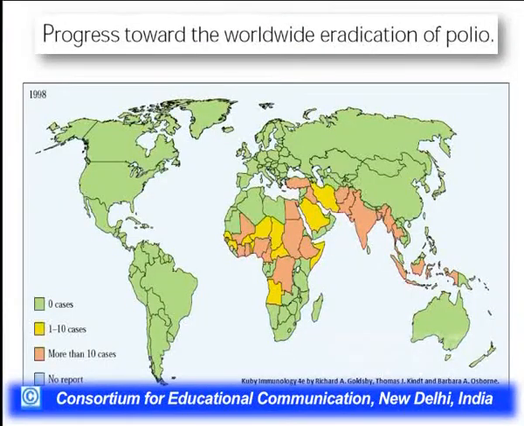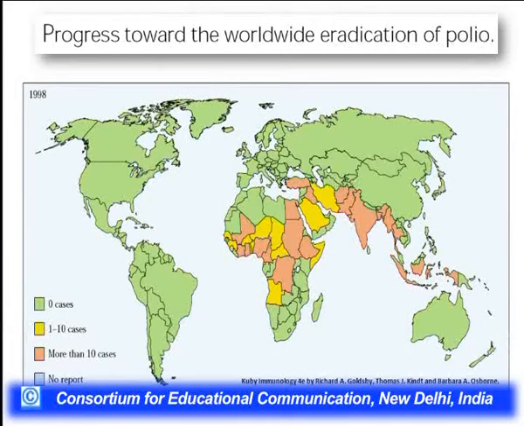Now, if we see the worldwide progression of the eradication of polio, this is a picture from the year 1998. Most of the cases were reported from the Asian regions, mainly India, and many parts of Africa also got affected.